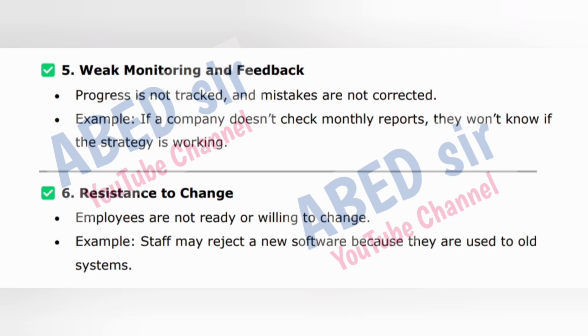5. Weak monitoring and feedback. Progress is not tracked and mistakes are not corrected. Example, if a company doesn't check monthly reports, they won't know if the strategy is working. 6. Resistance to change. Employees are not ready or willing to change. Example, staff may reject a new software because they are used to old systems.